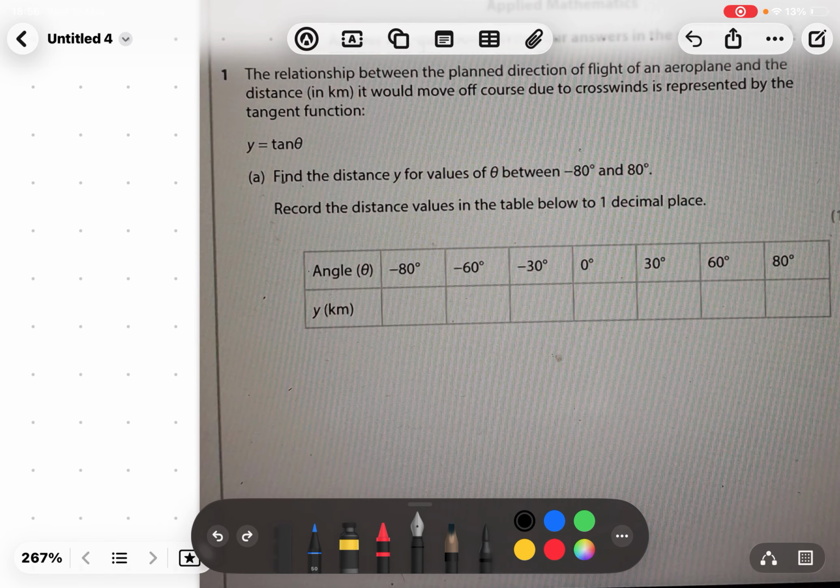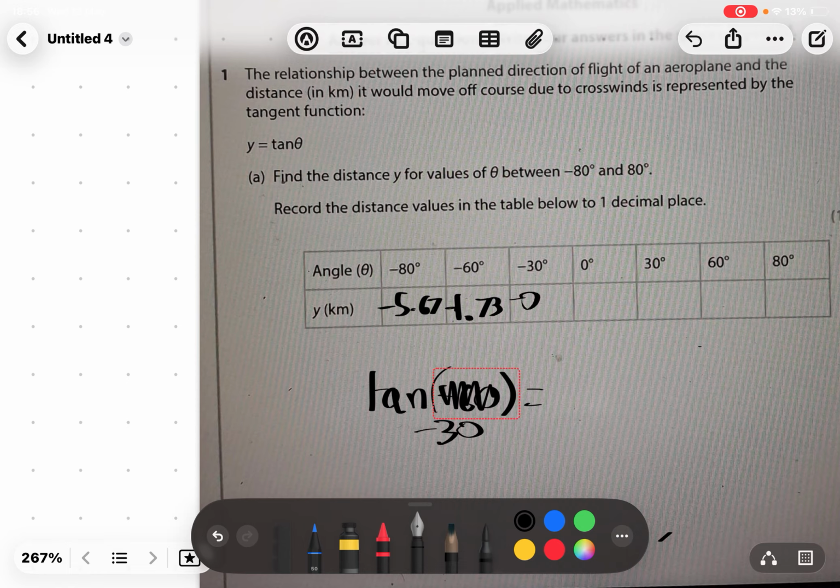So I'll round to 3 significant figures. The first one is 5.67. What we do to get the next one is basically the same thing. We just change the degree. Instead of 80, it's going to be 60, and that equals 1.73 minus. After that we do this with negative 30, which comes out to 0.57, and then 0 degrees gives 0.